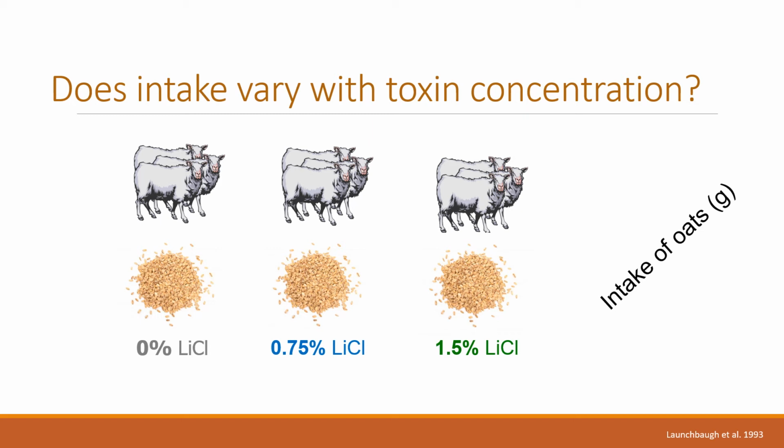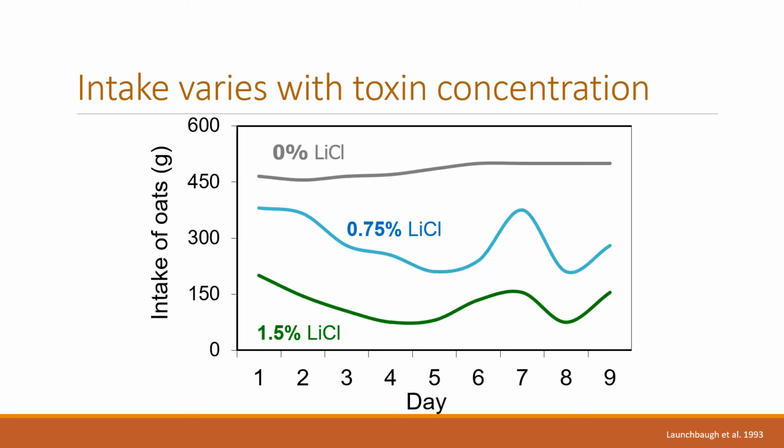Now, if everything is going right, the sheep with 1.5% lithium chloride should eat half as much oats as those with 0.75% lithium chloride, because if they did that, then they both would eat the same amount of toxin. So what happened? Well, actually, that's exactly what happened. The animals where there was no lithium chloride ate all the oats they could, which was 500 grams. The animals that had the 0.75 ate twice as much oats as those that had 1.5% lithium chloride.